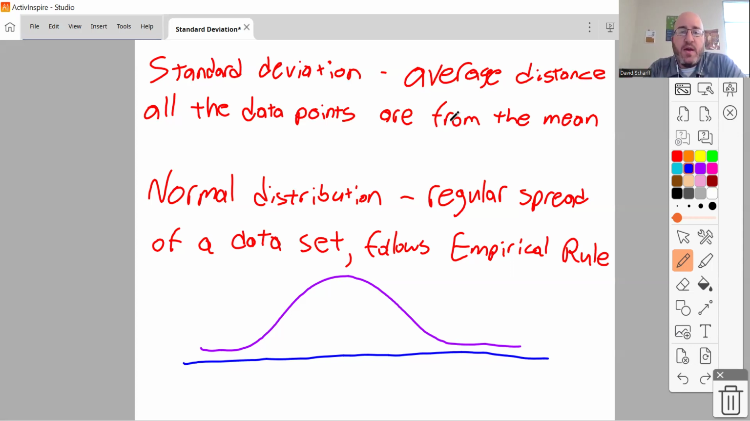Okay, a normal distribution. We talked about this with the Gettysburg Address assignment. It's a regular spread of a data set, and it follows the empirical rule. We'll talk about the empirical rule in a second. But if y'all remember, we had these curves that we did over the dot plots for the Gettysburg Address. So you had normal distribution, skewed left, skewed right.